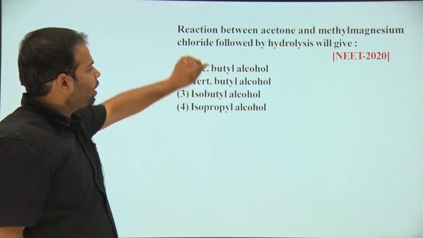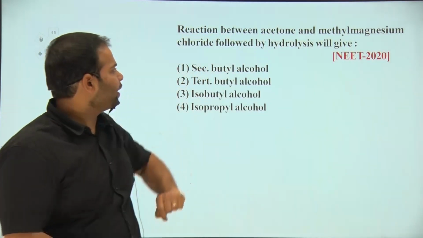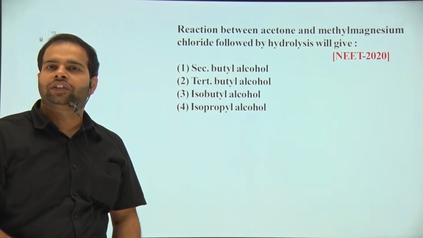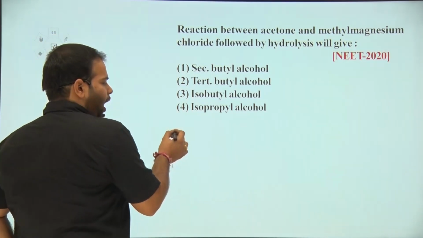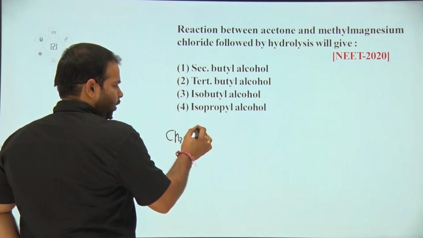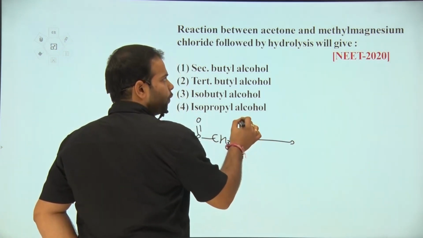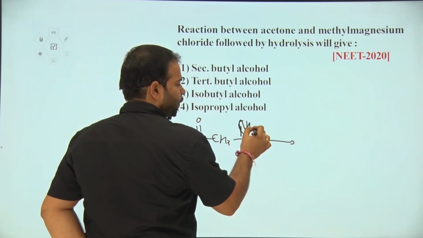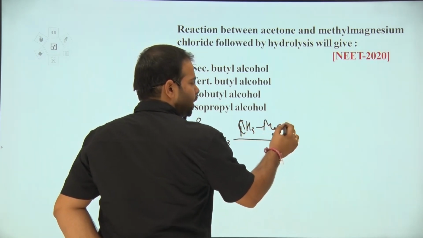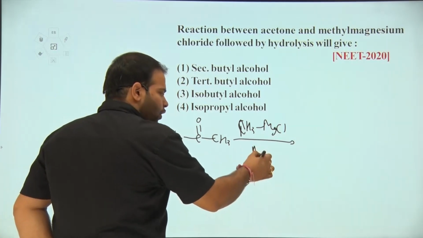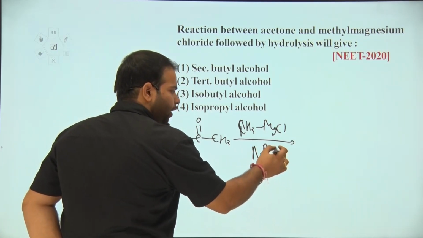The question is, a reaction between acetone and methyl magnesium chloride followed by hydrolysis gives. Means it is a reaction of carbonyl compound, that is acetone, with Grignard reagent, that is a source of nucleophile, that is CH3MgCl. So in this case, reaction will be nucleophilic addition reaction.